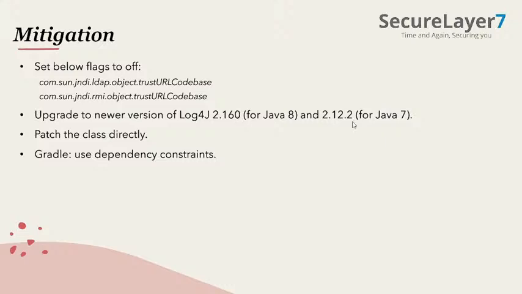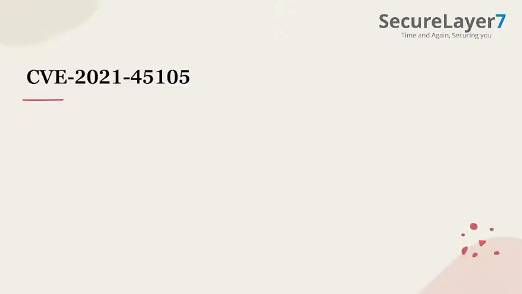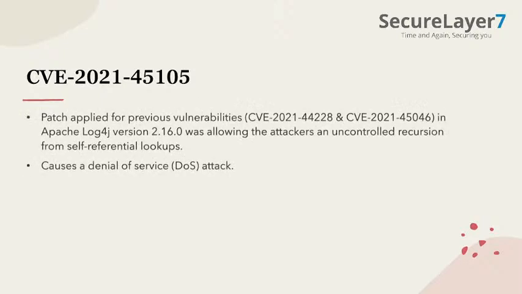For Java 8, and 2.12.2 for Java 7, right? The steps are the same: fetch the class directly from this version, set these flags off, and use the Gradle dependency, right? But here also the story is not yet completed. After the patch proposed in 2.16.0, we have a new vulnerability found in 2.16.0, and the CVE assigned to it was 45105, right?